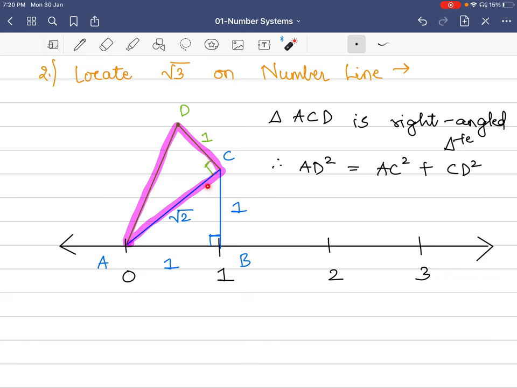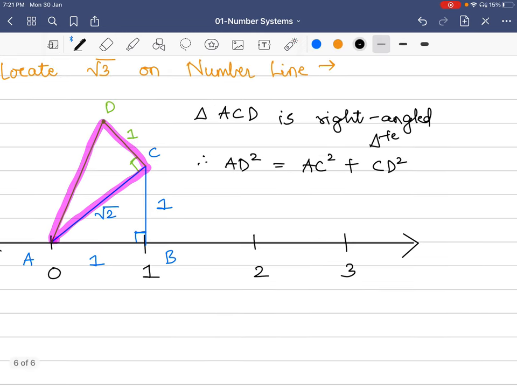Okay, now we know the length of AC, which is root 2. We know the length of CD, which is 1. We are just going to substitute here. So that is equal to root 2 the whole square plus 1 the whole square. Okay, and that is equal to 2 plus 1. Okay, and that is equal to 3. So therefore AD square is equal to 3.